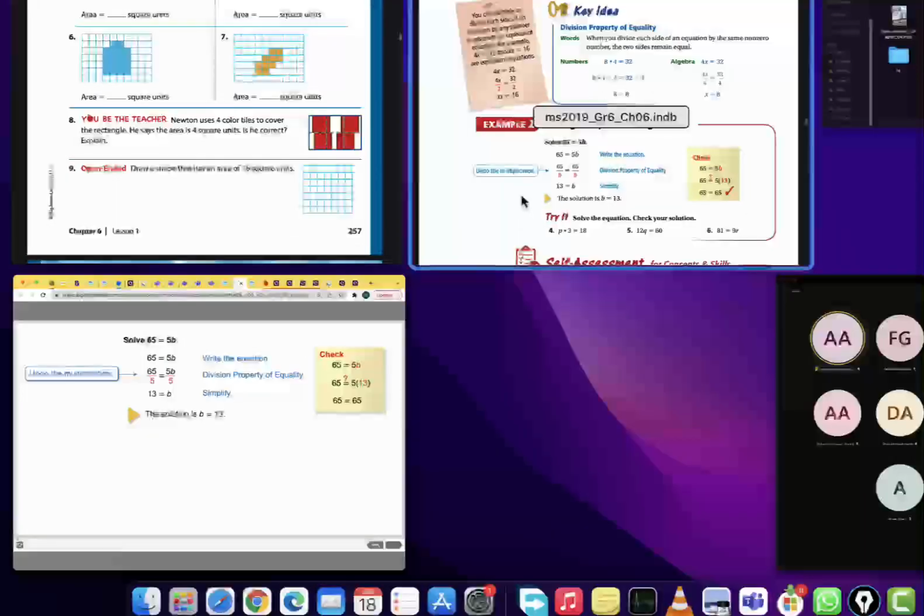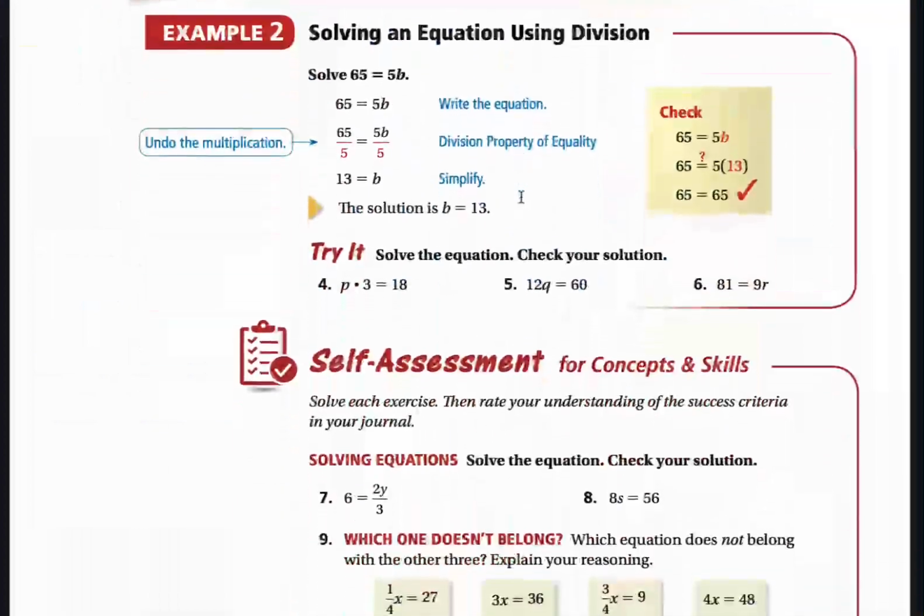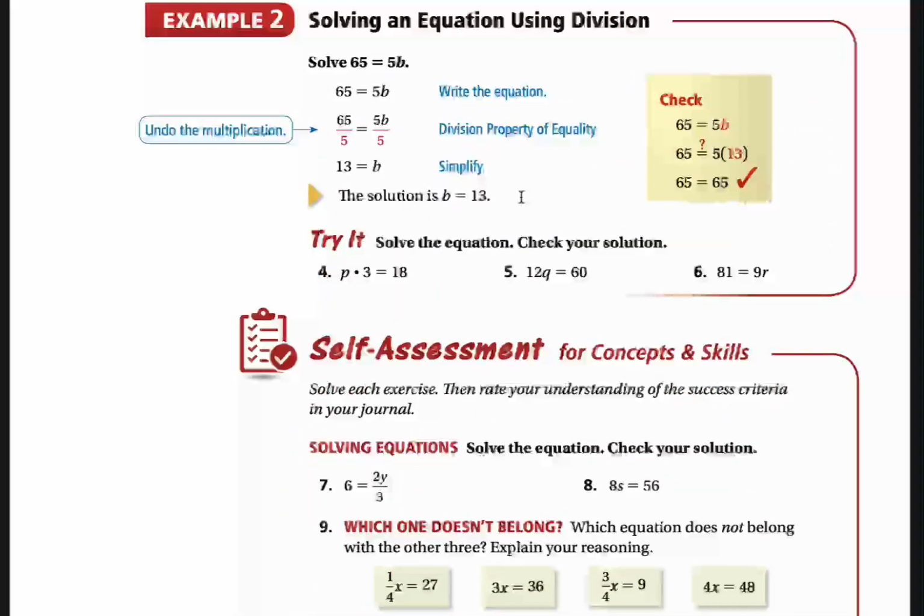Now to the book. Let's solve question number 1. Sorry, not 1 here. This is 4. I'm sorry. Question number 4. When you finish solving question 4, raise your hand.